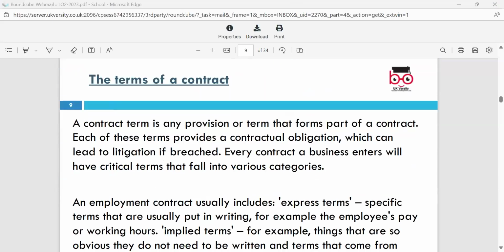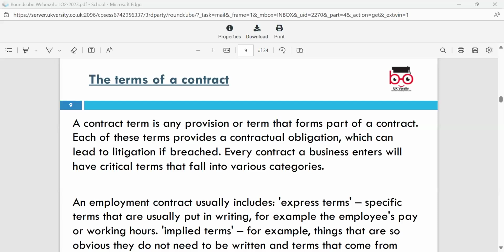Then we've got the terms of a contract. So what are terms of a contract? What would terms do? For example, if you terminate the terms and agreements that you agreed on with the clients, the contract will be terminated. So contract terms are specific provisions within a contract that define the rights and obligations of each party.